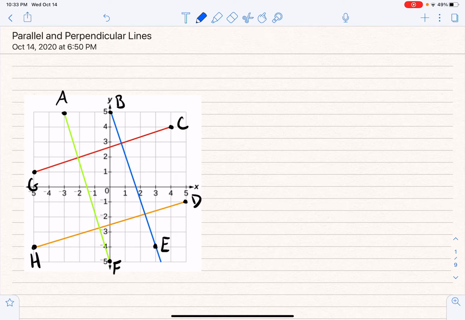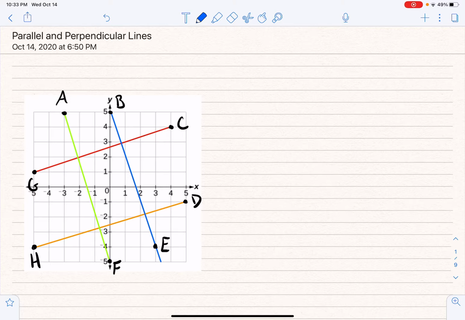Let's get started. Today we're going to talk about parallel and perpendicular lines. And I've got an illustration right here where I have some lines that look like they're parallel, other lines look like they're perpendicular. Remember, parallel lines are lines that would never intersect, that are coplanar. And perpendicular lines are lines that do intersect, and they intersect at a right angle.